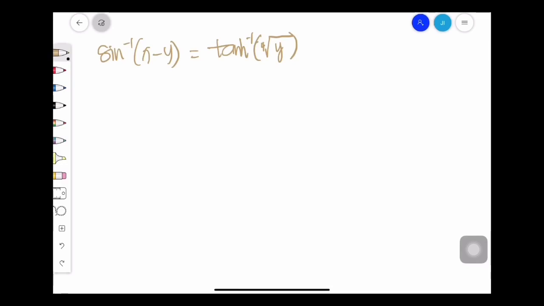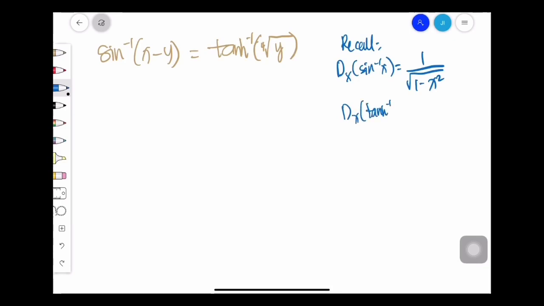Okay, now let's have this example. We have here inverse sine of x minus y equals the inverse tanh of the fourth root of y. Well, this tells us that we need to find dy/dx through implicit differentiation. Recall, the derivative of inverse sine is just 1 over square root of 1 minus x squared. And the derivative of inverse tanh of x is just 1 over 1 minus x squared. Almost the same, except for a radical sign. Okay? Now let's try to find dy/dx.